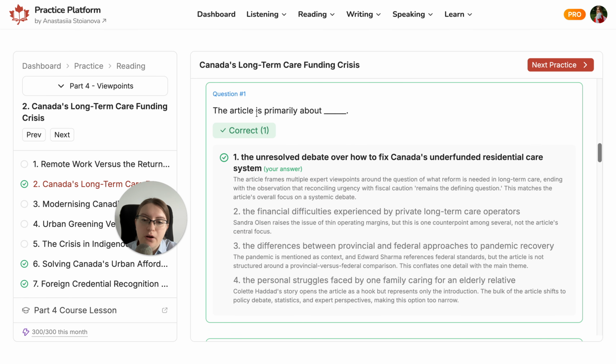I made it bigger here. The article is primarily about, and the correct answer is number 1. The article frames multiple expert viewpoints around the question of what reform is needed in long-term care, ending with the observation that reconciling urgency with fiscal caution remains the defining question. So, there is a problem, it remains, it's unresolved, all right? Unresolved, so it's not solved, it's ongoing, and there's not enough money, and it's a problem. Okay, so this is the paraphrase, remains the defining question.